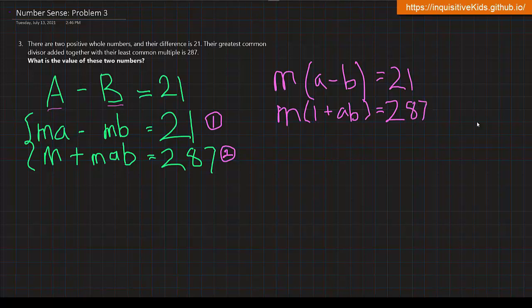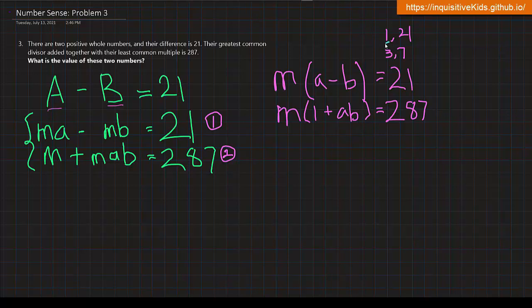Look at each group of parentheses as a whole. So M times something equals 21. And so M is a factor of 21. Now let's list out the factor pairs of 21. We have 1 and 21, and 3 with 7. So M can either be 1, 21, 3, or 7. We've narrowed it down to 4 possibilities.